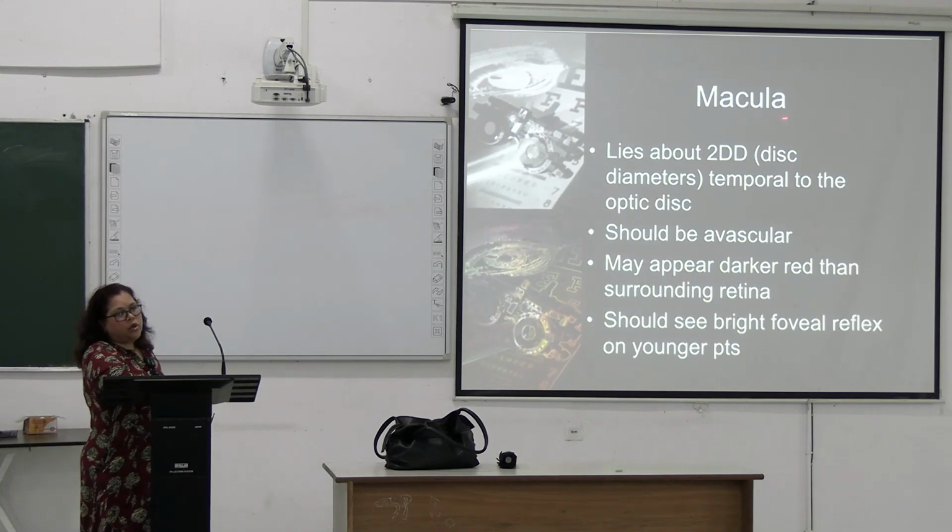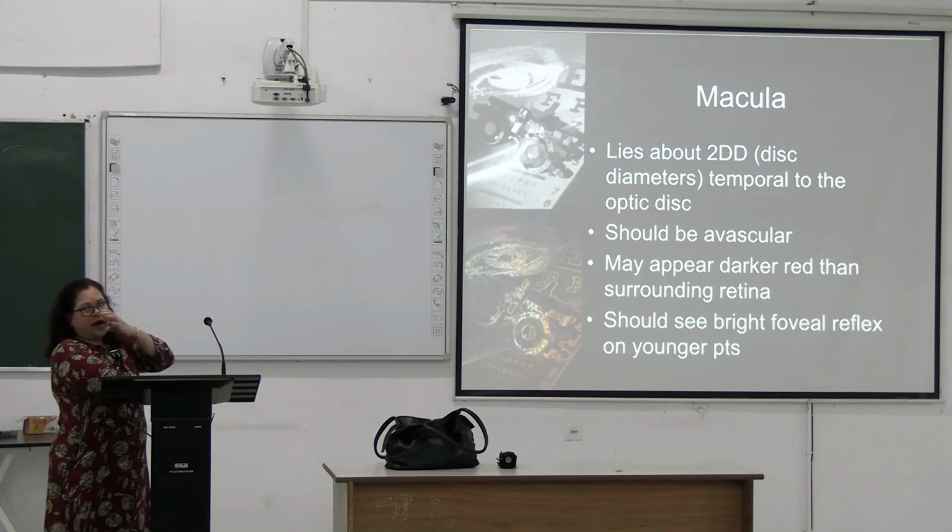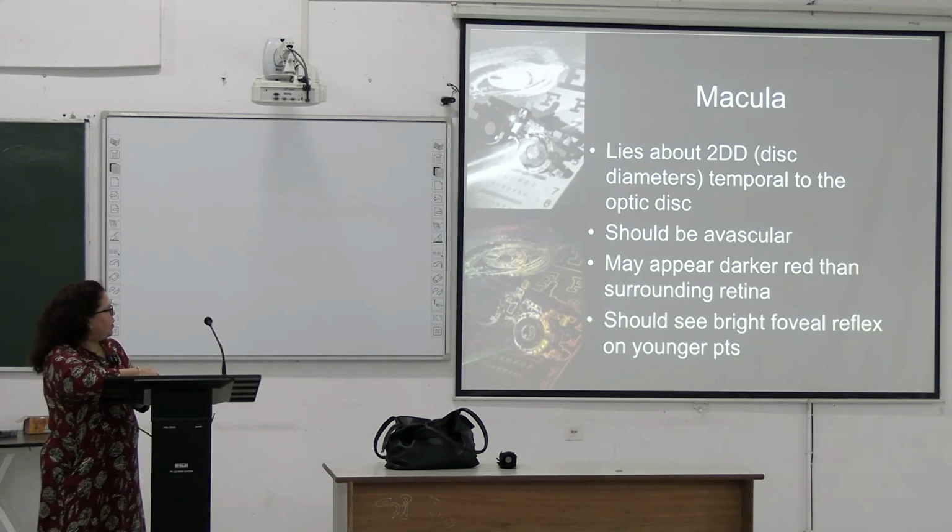So, macula is situated 2 disc diameter away from the optic disc. Temporally, the optic disc is situated nasally and the macula is situated temporally, and it is 2 disc diameter away from the optic disc. It should be avascular. It is avascular and may appear darker red than the surrounding retina, and there should be a bright foveal reflex in the younger one. And the center illuminated part is called the macula.